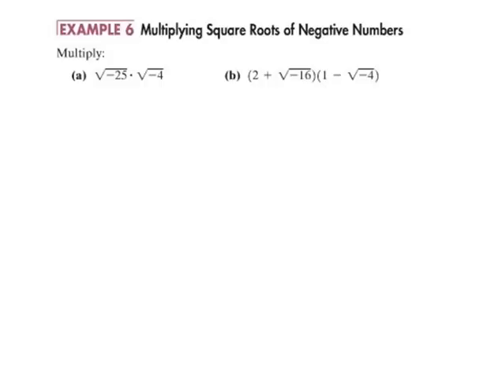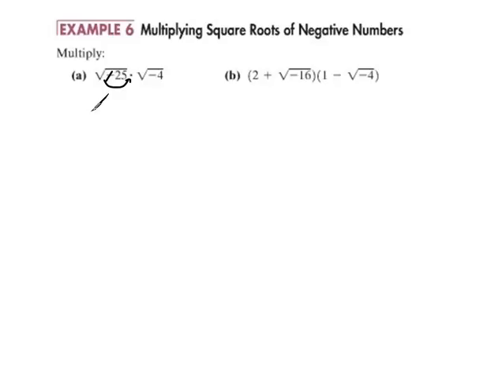Okay, let's try and multiply some more of these complex numbers, but the problem here is that this doesn't look like a complex number, does it? We need to simplify the radical first. So remember, your square root is going to come to the end as an i.